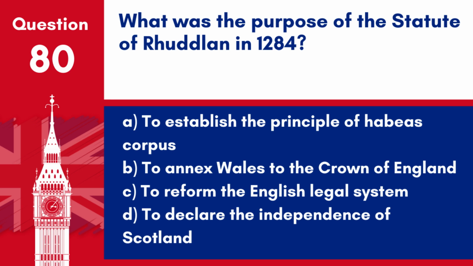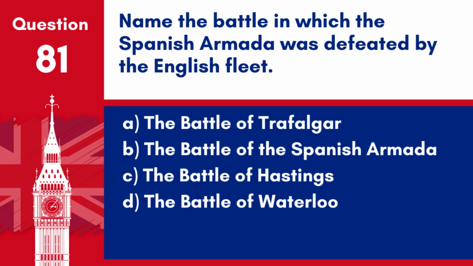Answer B. To annex Wales to the Crown of England. The purpose of the Statute of Rhuddlan in 1284 was to annex Wales to the Crown of England. Question 81. Name the battle in which the Spanish Armada was defeated by the English fleet.